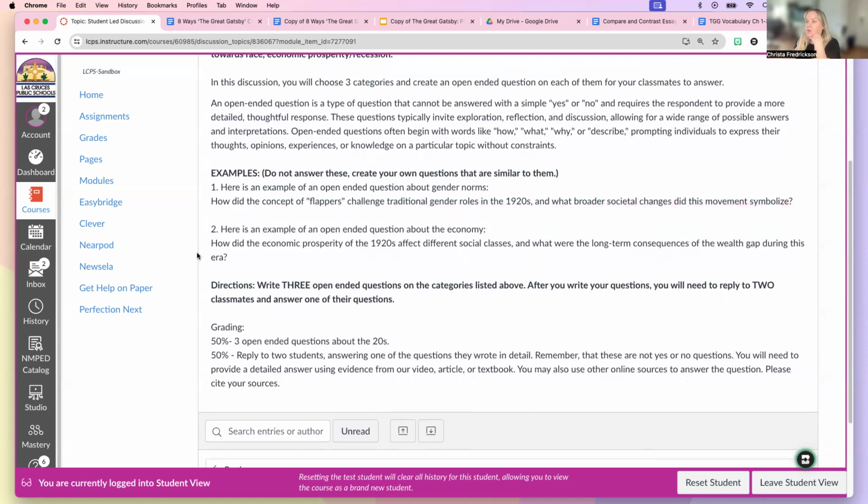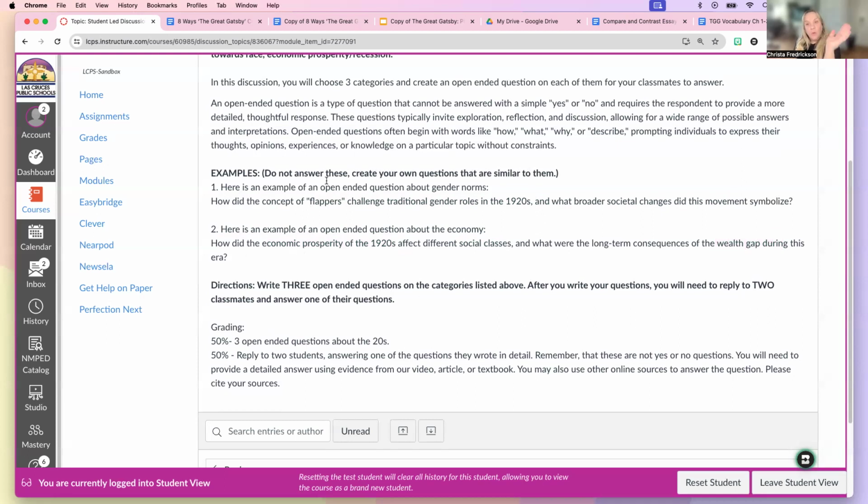All right, something similar. Here's one about the economy. How did economic prosperity of the 20s affect different social classes? And what were the long-term consequences of the wealth gap during this era? So people are going to need to know the different social classes. They're going to have to know what was going on in the economy of the 1920s, and they're going to have to talk about the wealth gap. So this is a very open-ended question.